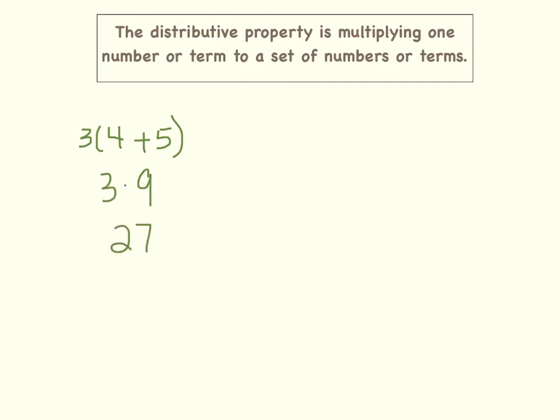But what happens when you have 3 times 4x plus 5y? Now my terms on the inside of the parentheses are not like terms, and that's why we really need to know how to use the distributive property.